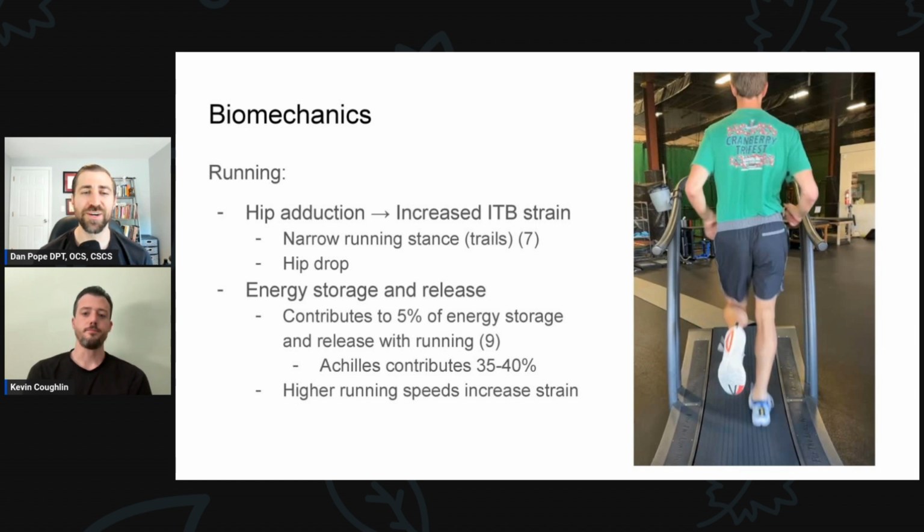And again, from an energy storage and release perspective, the IT band actually contributes 5% of energy storage and release while running, whereas the Achilles is going to contribute 35 to 40%. So the Achilles does the lion's share of the work, but the IT band is also doing quite a bit of work too. And the last piece to keep in mind is that higher speed running also increases strain on the area. So if you have a patient that has ITB pain, they may tell you, if I run faster, I have more pain, right?